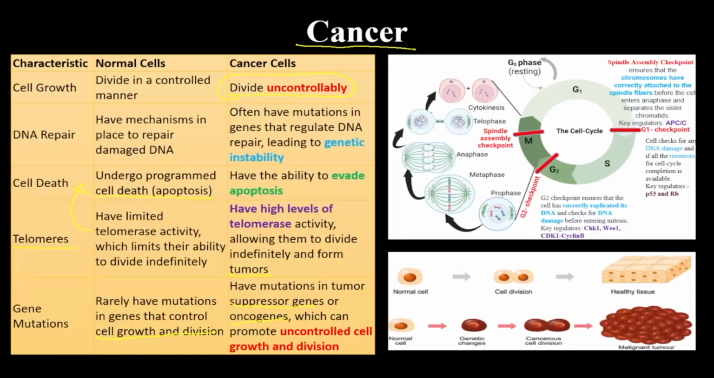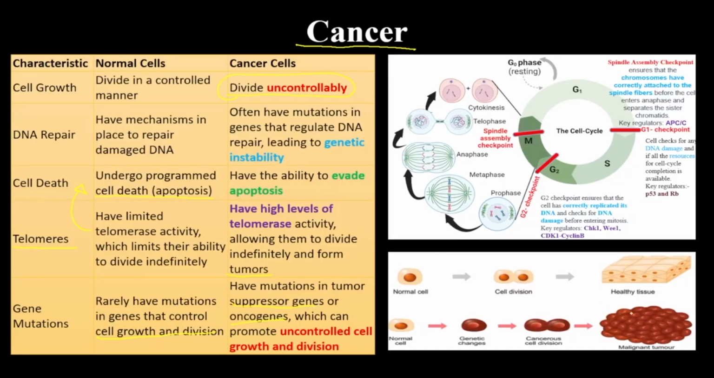So these are some of the things we have shown: how the cell cycle is happening, how the different stages of the cell cycle occur, and how the different molecules or enzymes participate in these pathways. And this is how a normal cell gets converted into a cancer cell. The normal cell goes through cell division and forms healthy tissue, whereas when it goes through genetic changes, meaning mutations and other things, it acquires the transformogenic phenotype, and as a result it forms a malignant tumor.